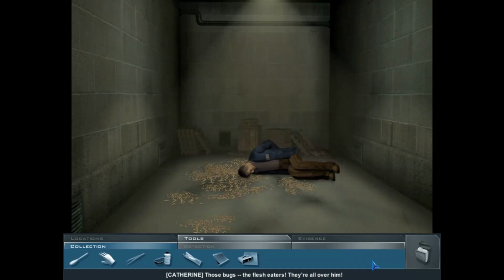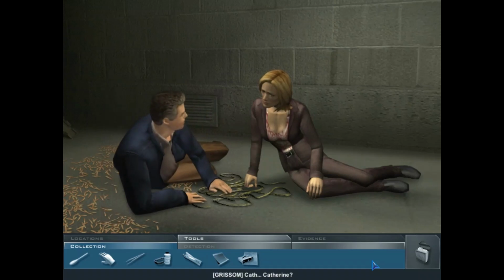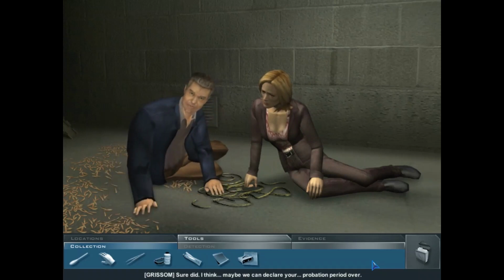Those bugs, the flesh eaters, they're all over him. Catherine. Gil, we're here. Everything's all right. Lita, the Benedetti case. Murphy was fired because... I know, Gil. For once, I'm way ahead of you. You saved my life. I had help. Our newbie here came through big time. Sure did. I think, maybe we can declare your probation period over. Well, you could say we worked the bugs out.